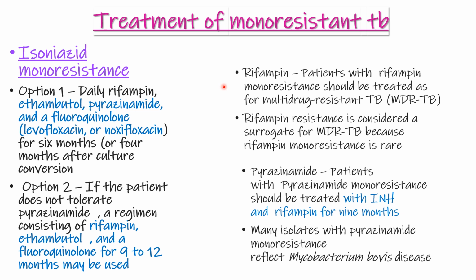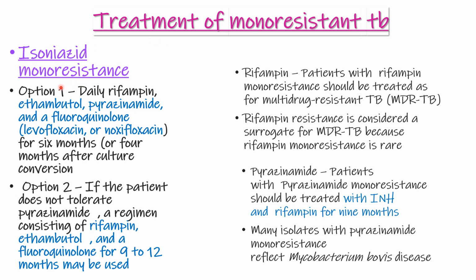So for example, you have resistance to isoniazid, you have resistance to pyrazinamide, among others. So when you have isoniazid monoresistance, just to brief you, when you are watching this video, you must be knowing how we treat TB. You must be knowing the first drugs we use to treat TB and some of the second-line drugs. The first-line drugs are isoniazid, rifampin, ethambutol, and pyrazinamide. The second-line drugs include mostly fluoroquinolone, amikacin, among others.